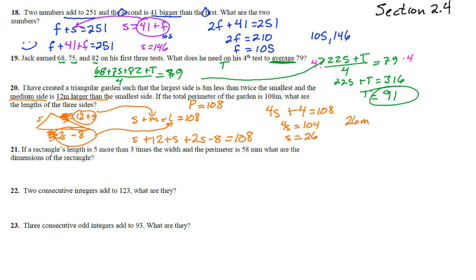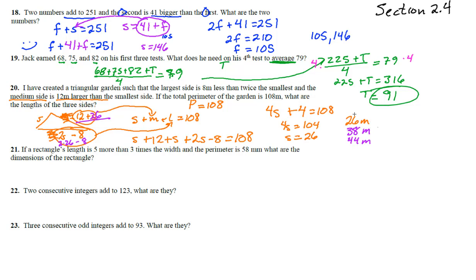12 plus 26. So if we take that and make that a 26 right there, 12 plus 26 is 38 meters for the medium side. And 2 times 26 minus 8, that's 52 minus 8 is 44. So we have 26 meters, 38 meters, and 44 meters.